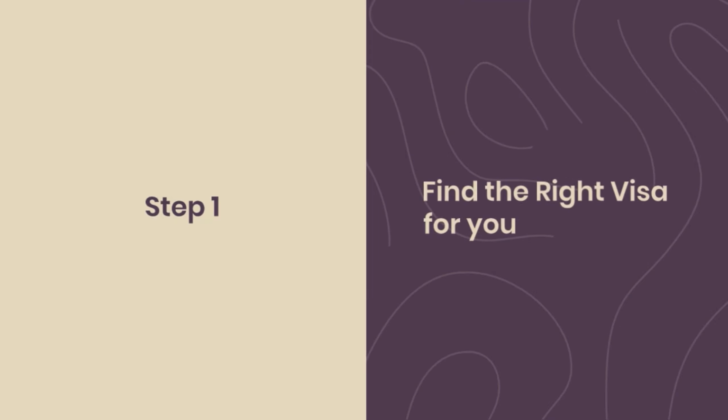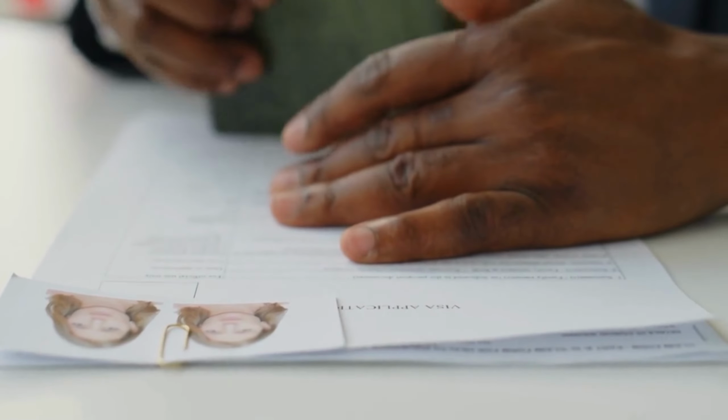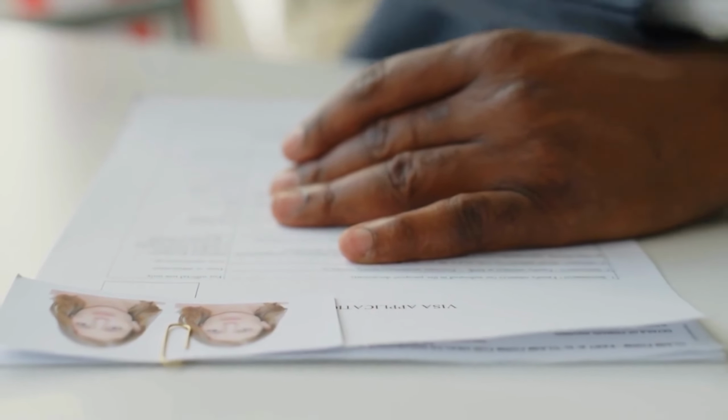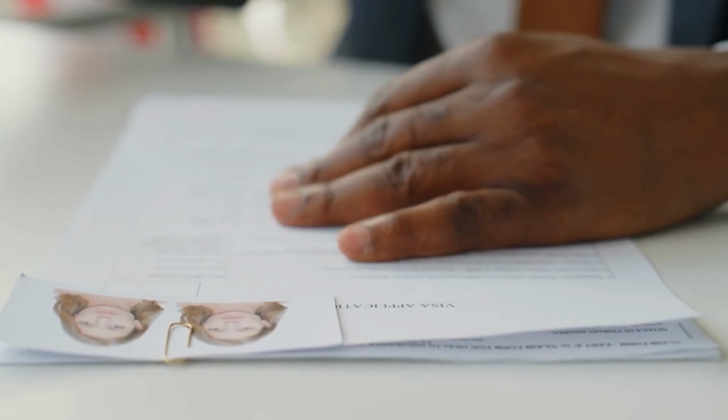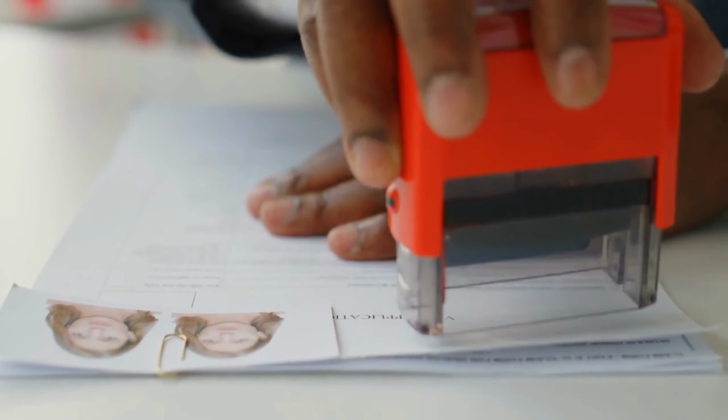How to get an Australian Permanent Resident Permit. Step 1. Find the right visa for you. Presently, we have over 40 Australian visas that allow you to work and live in Australia on a permanent basis, like the family-based permanent residency and work-based permanent residency.